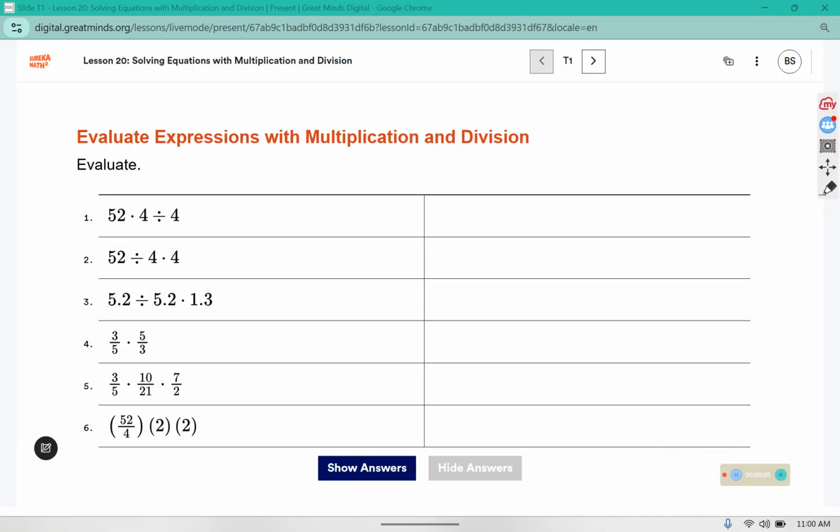Evaluate. For these, you're multiplying. Don't forget that they have a denominator of 1. So you'll multiply the numerators and then multiply the denominators. Same thing for number 5 and number 4. Here you have 52 times 4, and then you're immediately going to divide it by 4. So if you do 52 times 4 and then undo what you just did, you're going to get right back to 52.